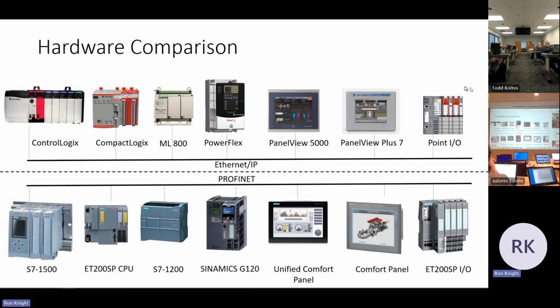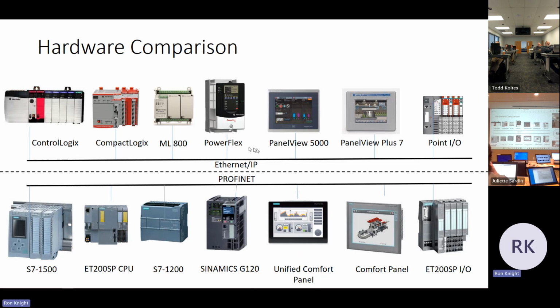Point IO, we've talked about on the Rockwell side, ET 200SP IO on the Siemens side. Obviously, Rockwell has a ton of IO families. Siemens does as well. I'm not going to bore you to tears with all the different IO families, but anything that Rockwell has, I have found some type of equivalent on the Siemens side, including Armor Block. Siemens has an equivalent.